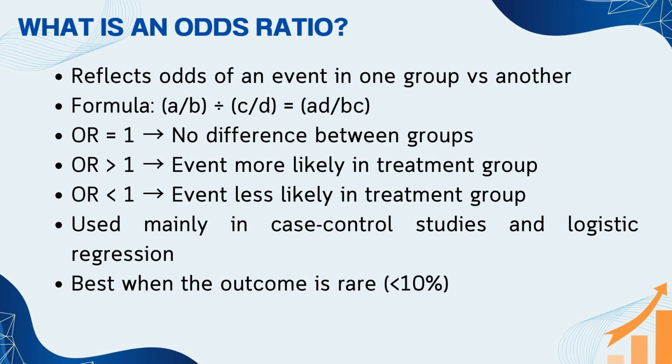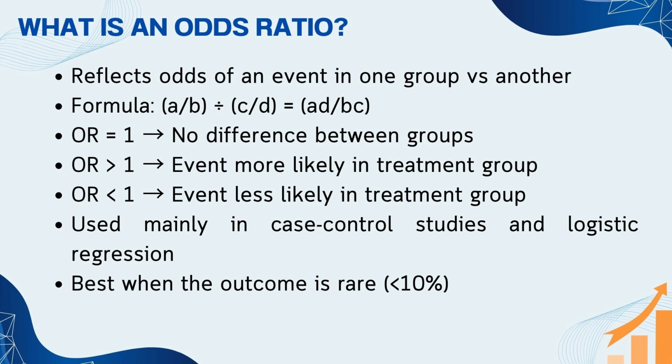Let us start with the odds ratio. Odds ratio compares the odds of an event happening in one group to the odds in another group. It is mostly used in case control studies or logistic regression, where we don't know the total population risk, but can compare how much more likely one group is to have an outcome. The formula is A by B divided by C by D, or simply the odds in one group to the odds in another group.